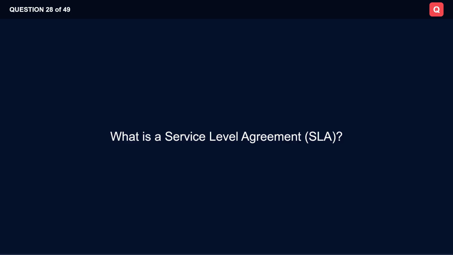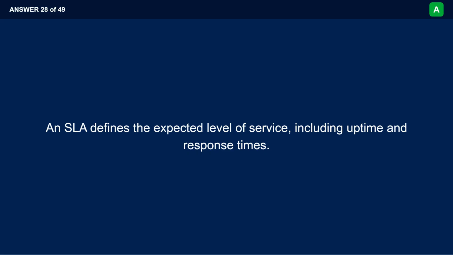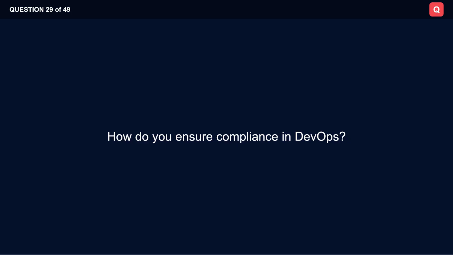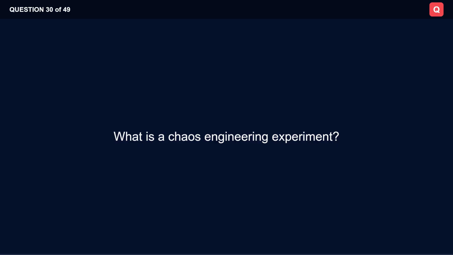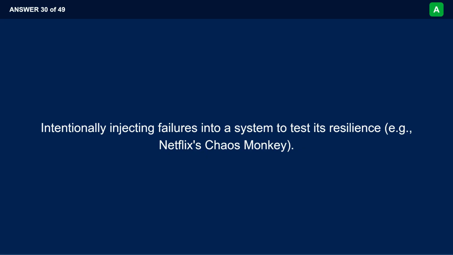What is a service level agreement, SLA? An SLA defines the expected level of service, including uptime and response times. How do you ensure compliance in DevOps? By automating security checks, auditing, and following regulatory frameworks like GDPR and SOC 2. What is a chaos engineering experiment? Intentionally injecting failures into a system to test its resilience, e.g., Netflix's Chaos Monkey.